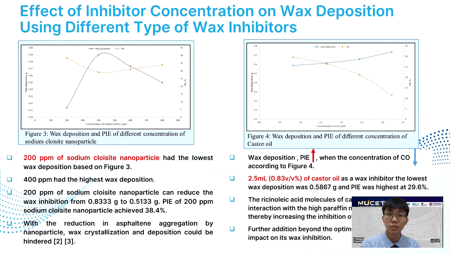For different concentrations of castor oil, from Figure 4 we can see that when the concentration of CO decreases, the wax deposition decreases and PIE increases, and 0.83 volume percent of castor oil as a wax inhibitor had the lowest wax deposition and highest PIE at 29.6%. This is probably due to the ricinoleic acid molecules of castor oil presenting a great interaction with the hydroxyl group, thereby increasing the inhibition of the wax deposition.